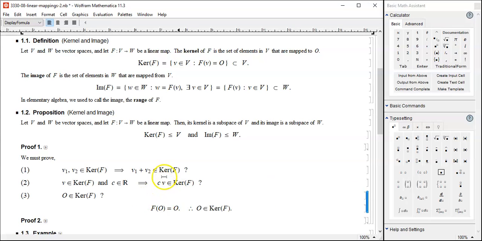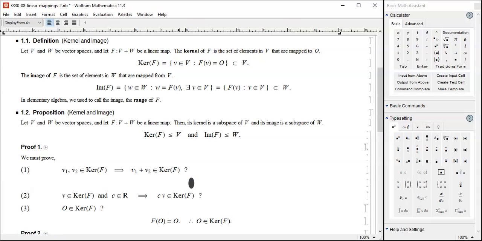Okay, how about the first one then? Okay, V1 and V2 belong to kernel. What does that mean? They're satisfying these, right? Kernel means the vector satisfies this, which means f of that vector is the 0 vector. So what do we know? f of V1 is 0, and also f of V2 is also 0. Okay, that's what we know.